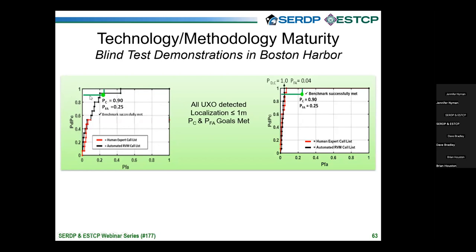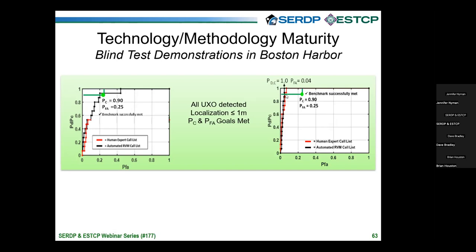The green box here, this rectangle, shows you our objective function that we bid to the program. And the ROC curve for a certain acceptable false alarm rate, 0.25, we were able to hit the mark and do slightly better for the buried UXO problem.